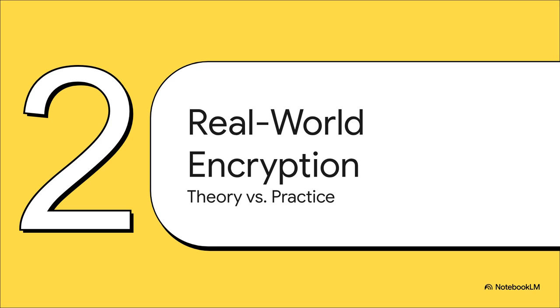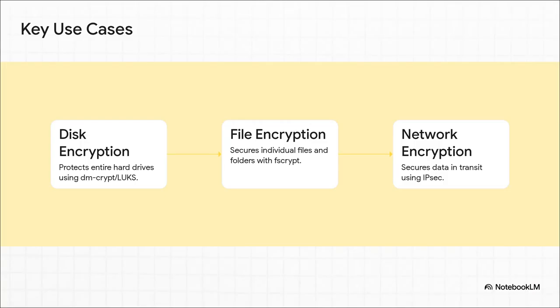So where does all this powerful crypto stuff actually get put to work? Well, it really matters in three main spots. First, you've got disk encryption with tools like dm-crypt. That's what protects your entire hard drive if, say, your laptop gets stolen. Then there's file encryption using fscrypt for locking down just specific files and folders. And finally, you've got network encryption, things like IPsec, which secures your data as it's flying across the internet. And guess what? All three of these super important jobs depend on that very same crypto API.